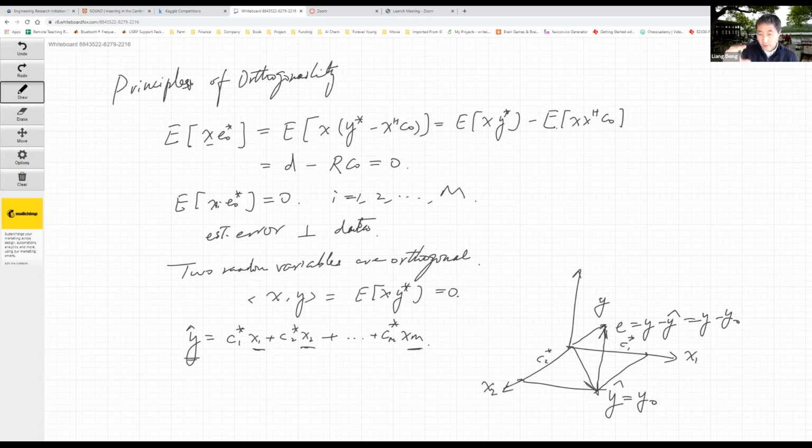The minimum error is when the distance between these two vectors is orthogonal to the space spanned by all these x. And that's what we have here. That's the principle of orthogonality. That means that this estimation error should be orthogonal to the data, and in my case, the subspace spanned by all these data. So it's a very nice principle of orthogonality to explain how we calculate the minimum mean square error.